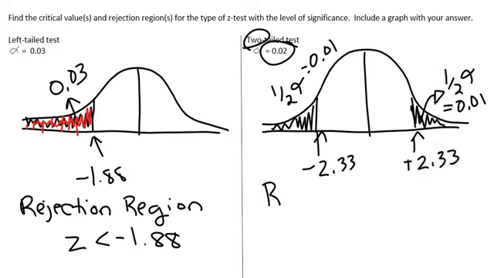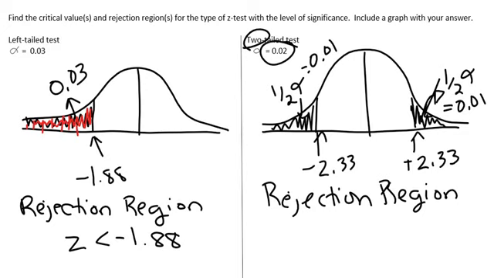So how would I state my rejection region? Remember, my rejection region would be if z falls in any of these. So you could say if z is less than negative 2.33, or if z is bigger than 2.33.